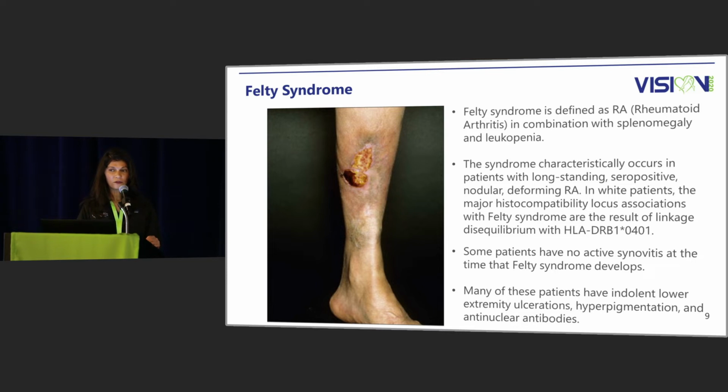Felty Syndrome is defined as rheumatoid arthritis in combination with splenomegaly or leukopenia. The syndrome characteristically occurs in patients with long-standing seropositive RA, nodular and deforming RA. In Caucasian patients, the major histocompatibility locus in Felty's is in disequilibrium with HLA-DRB1. Some patients have no active synovitis, meaning they have no signs of the arthritis when you are diagnosing them with Felty's, so they can appear with the leg ulcer initially. Many of them have indolent lower extremity ulcers with hyperpigmentation and antinuclear antibodies.